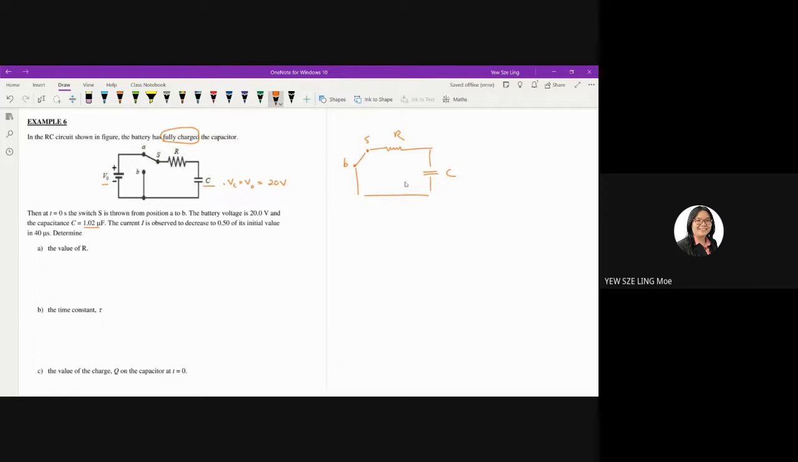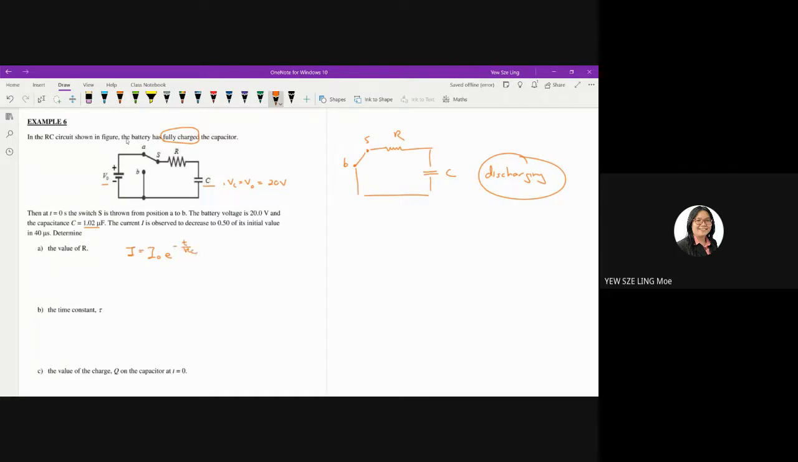If you look at this final circuit, there's no power supply in our circuit. So meaning that now this capacitor undergoes a discharging process. Okay, it is being discharged. So this is a discharging type of question. So determine the value of R. So how to determine the value of R? Then we need to use the equation I equals I naught exponential negative t over RC.